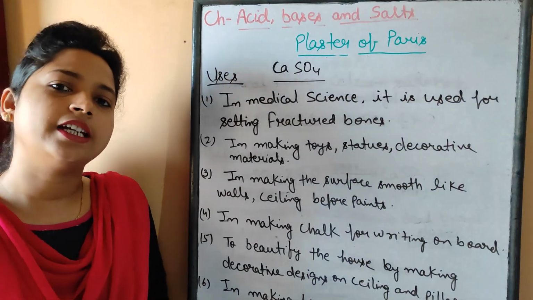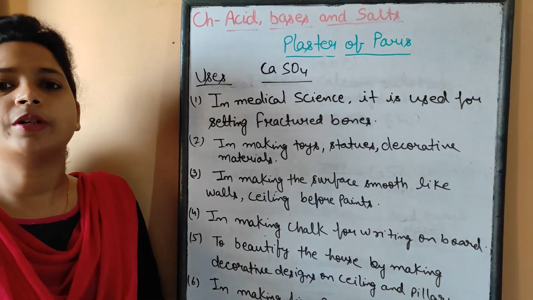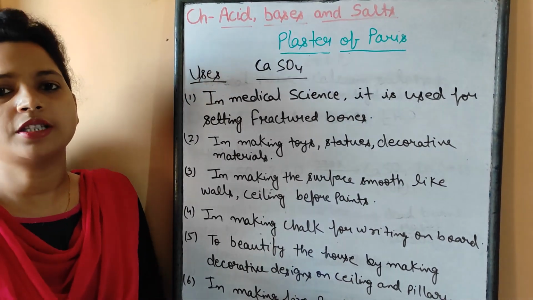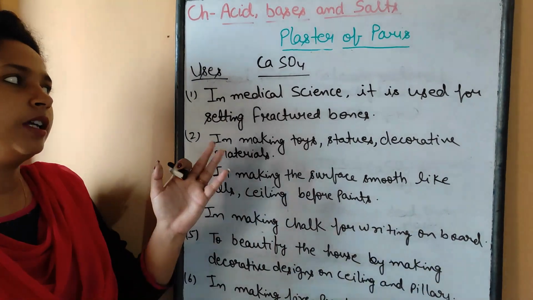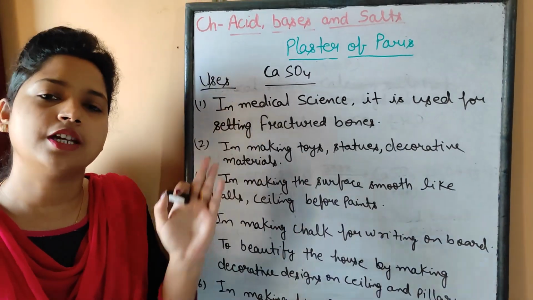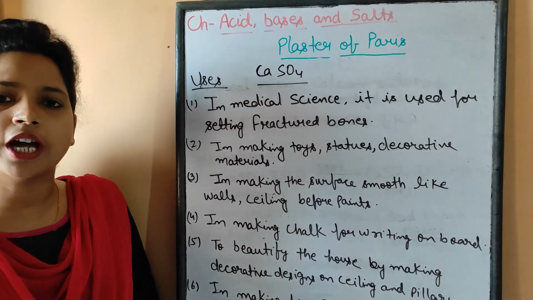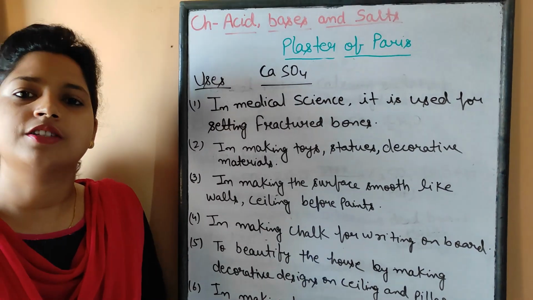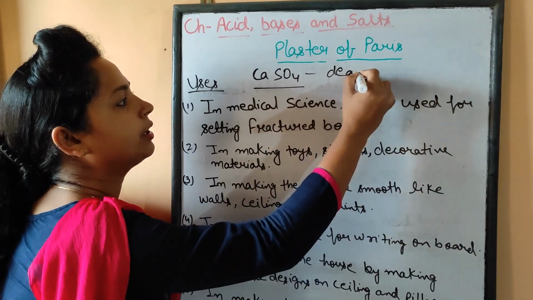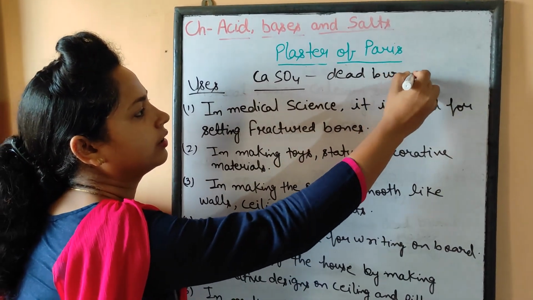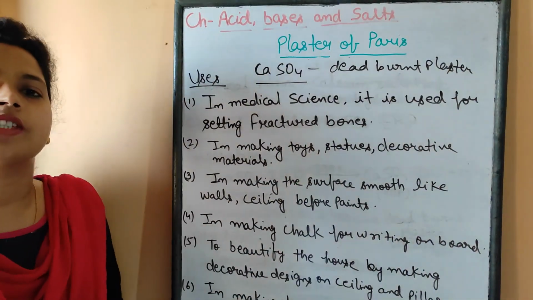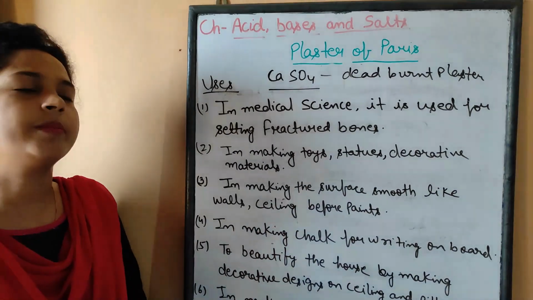When we add water to the calcium sulfate, it becomes gypsum again. But the thing is, it is not so. This is the property of POP only, that when we add water to POP, it gets back to gypsum. But when we add water to anhydrous CaSO4, we do not get POP or gypsum again. That's why it is called dead burnt plaster. So this is a very noticeable point. Students, do remember this.